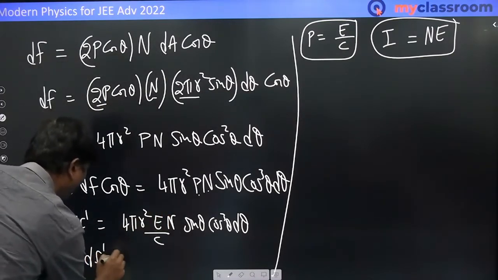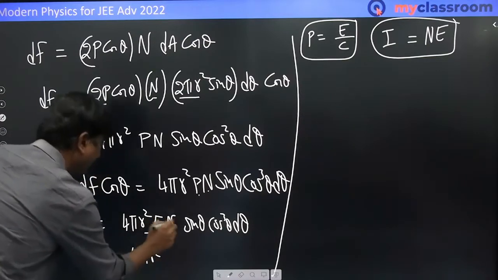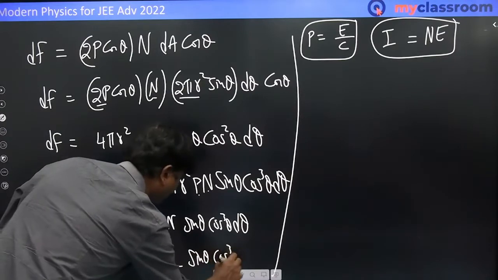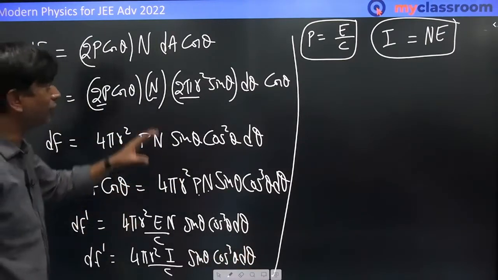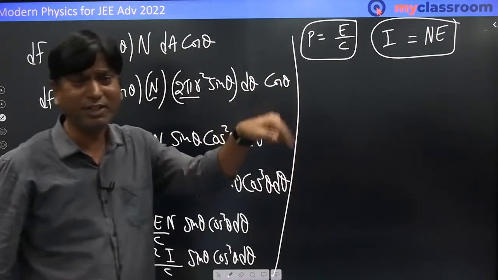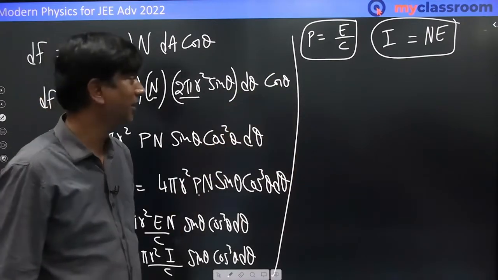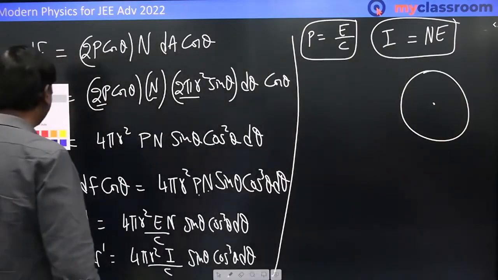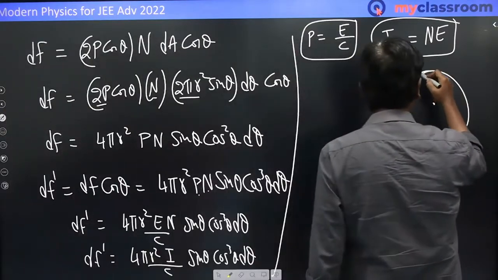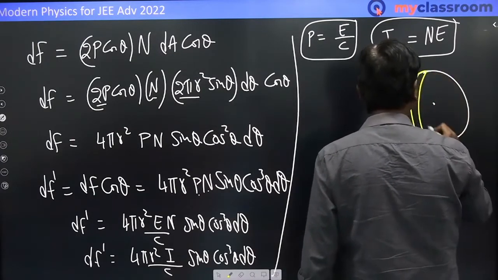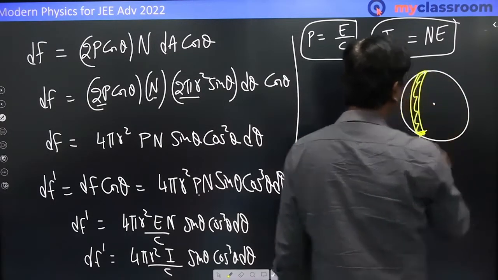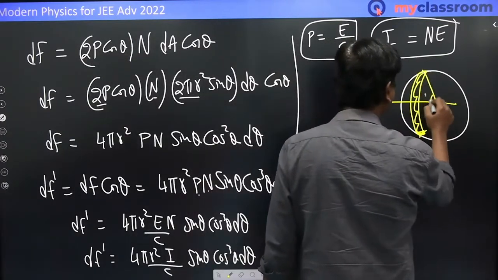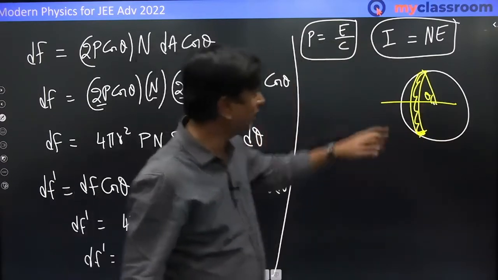So dF prime is equal to 4 pi r square, n is intensity by c, into sin theta into cos cube theta into d theta. This is the only force which is exerting on that ring-like strip which you have taken, right? But they are asking for the force exerted on the total sphere, and we have so far only calculated the force exerted on this ring-like strip, which is making an angle theta and subtending an angle d theta.